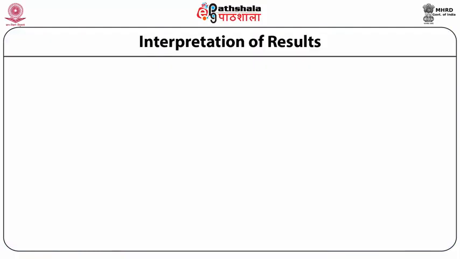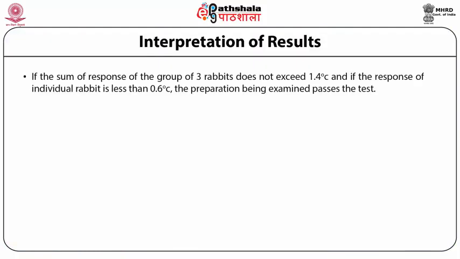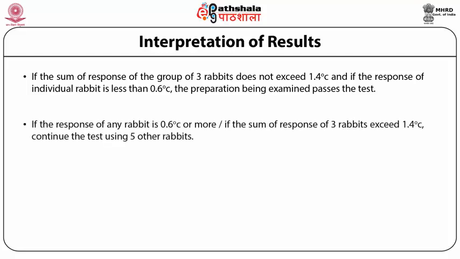Interpretation of the results. If the sum of the response of the group of 3 rabbits does not exceed 1.4 degrees centigrade, and if the response of each individual rabbit is less than 0.6 degrees centigrade, the preparation being examined passes the test. If the response of any rabbit is 0.6 degrees centigrade or more, or if the sum of the responses of 3 rabbits exceeds 1.4 degrees centigrade, continue the test using 5 other rabbits.